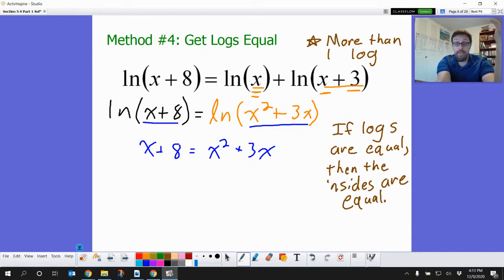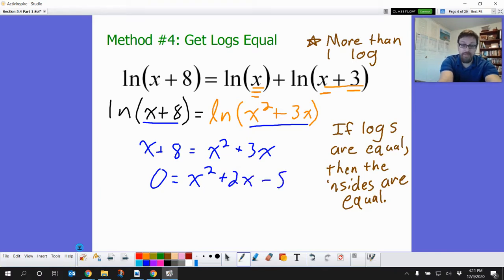Now this is something that we can just solve like we did back in chapter 1. It's a good old quadratic. So I've got x squared. I'm going to subtract that x. So then I get a plus 2x. And then I'm going to subtract that 8. So I get minus 8.